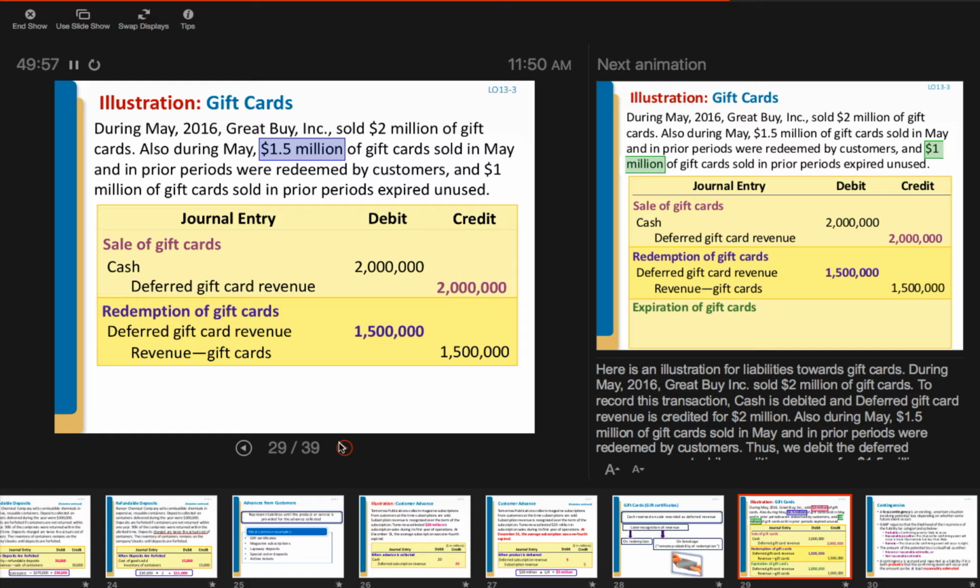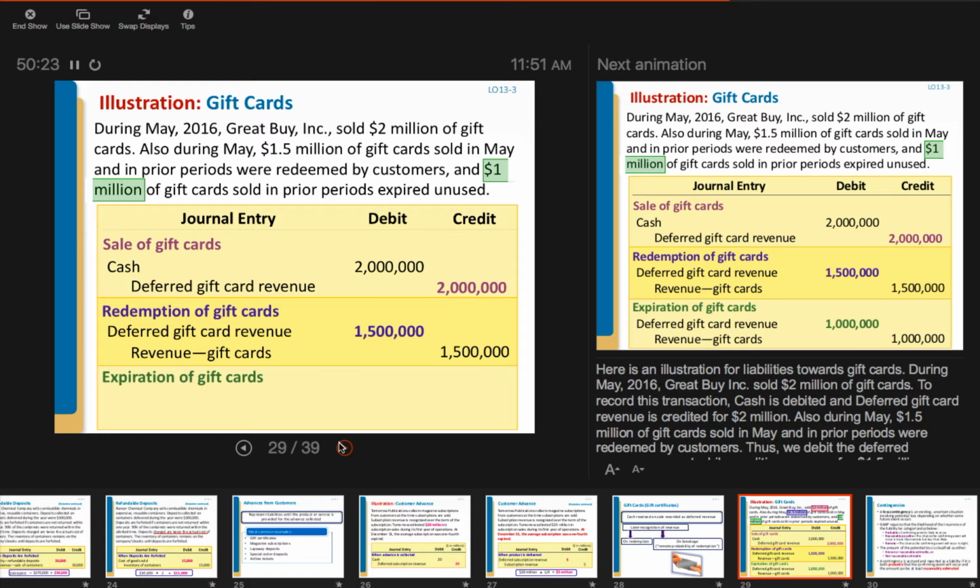But then remember, whatever they use the gift cards to buy, any inventory that you have, that component still exists. So when they made purchases with the gift cards, you would still have the journal entry that showed inventory going down and cost of goods sold going up as well. Excuse me.